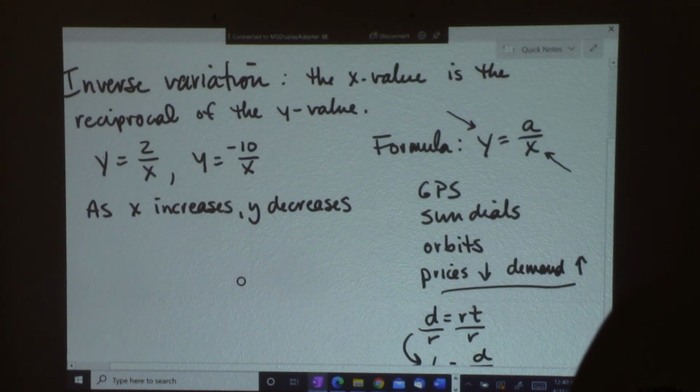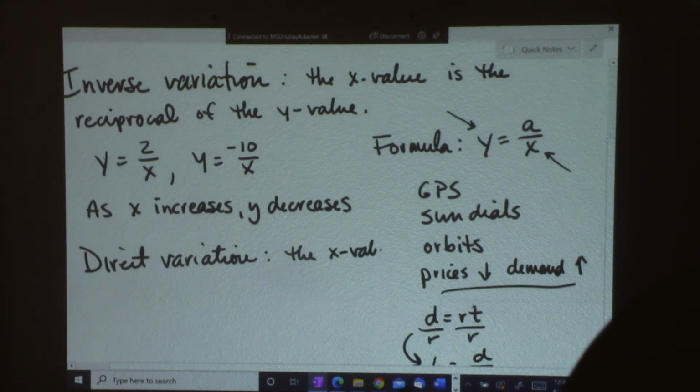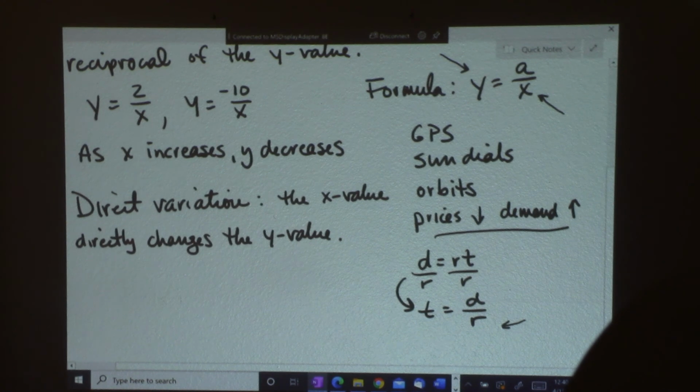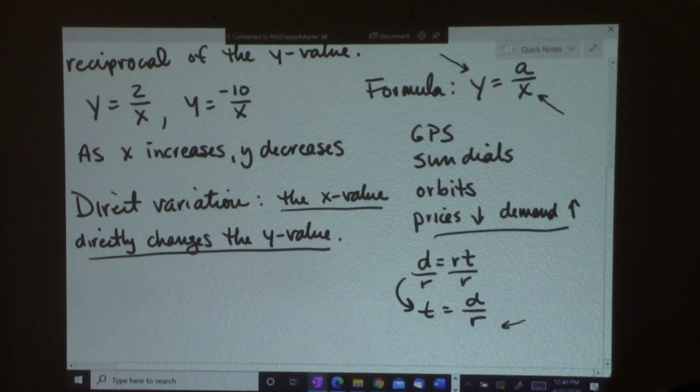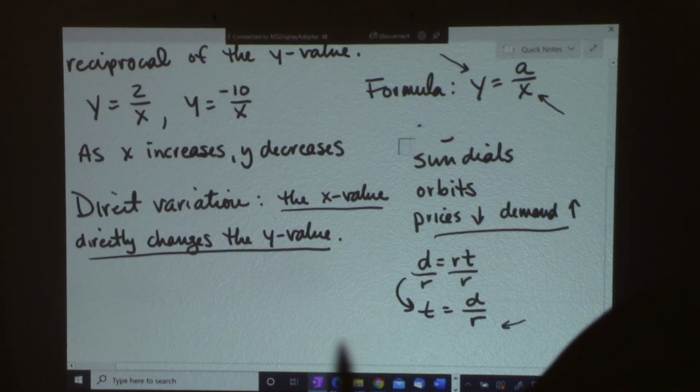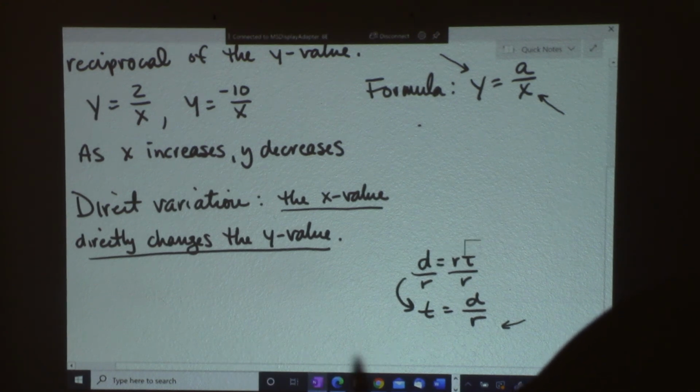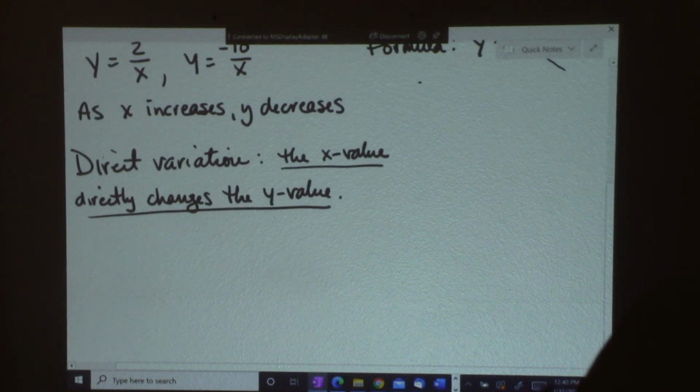Okay, now, how does that relate to what we've already done, which is called a direct variation? A direct variation is when the x value directly changes the y value. So you fill that in the blank right there. And some examples of this, I'm going to erase this now, would be y equals 3x, y equals negative 8x. Those are some examples.